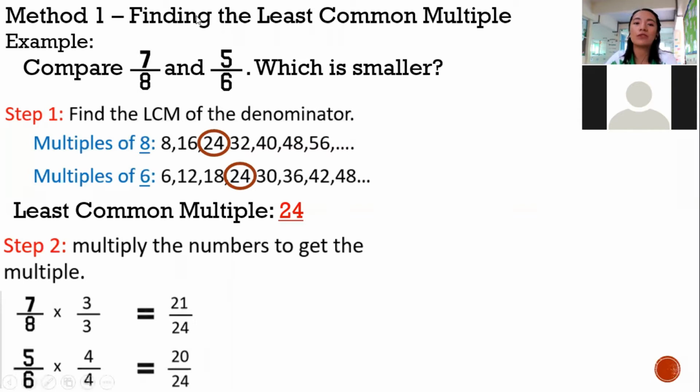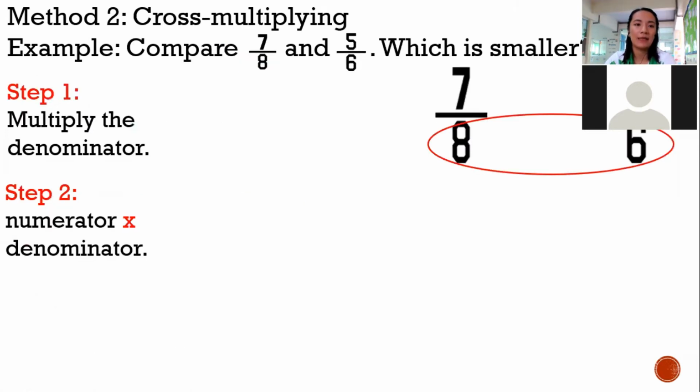Now let's go back to the question. Which is smaller? Is it 7 over 8 or 5 over 6? The answer is 5 over 6. Let's move on to the second method, cross multiplying. So how do we cross multiply numbers?